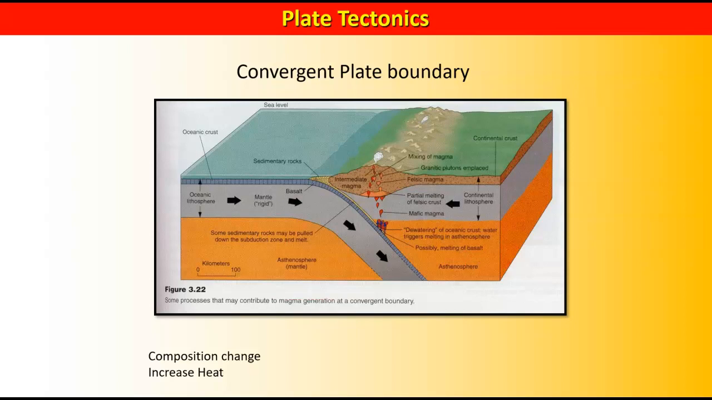But in this situation, in this particular diagram, generally we say when we have an oceanic plate subducting under a continental plate, there is some mixing here, and we generally get intermediate type of igneous material. So we get intermediate volcanoes, we get intermediate rocks being formed.